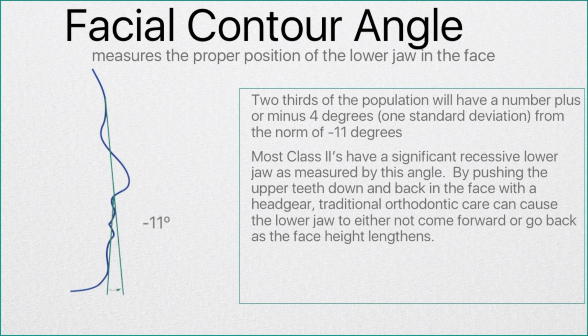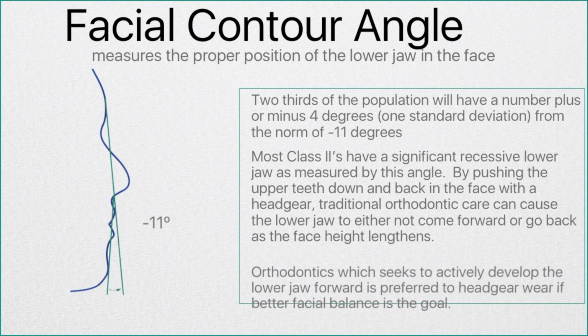Most Class 2 patients have a significant recessive lower jaw as measured by this angle. By pushing the upper teeth down and back in the face with a headgear or traditional orthodontics with removal of teeth or TADs or any form of retraction, the lower jaw is probably going to either not go forward or, more likely, will go down and back, as the face height will more likely lengthen and make this worse.